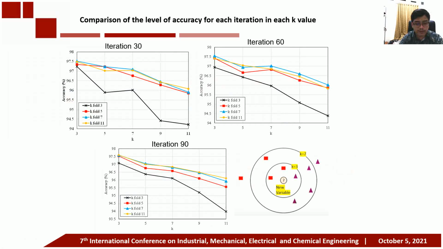This is the effect of the level of accuracy on the various K-fold values. In general, increasing the number of K-fold can increase the accuracy of the algorithm. It causes the data to have the same opportunity as training data and also test data. The same phenomenon occurs, that the level of accuracy increases with the increasing K-fold in iteration 60 and also 90.